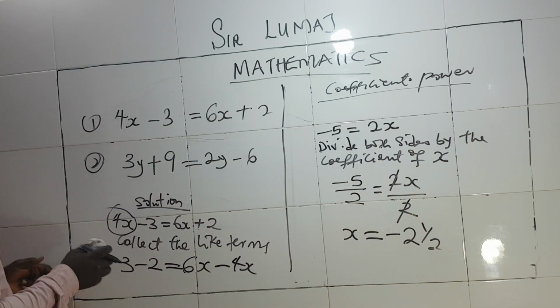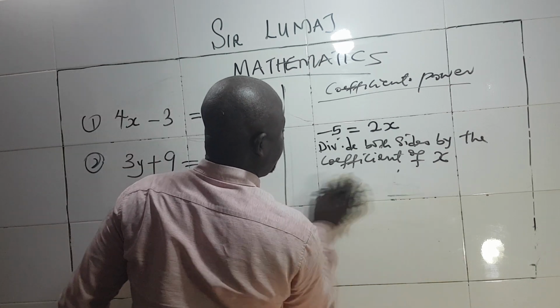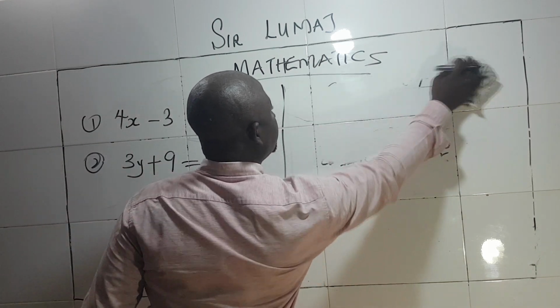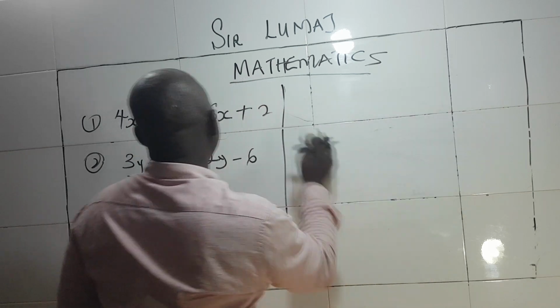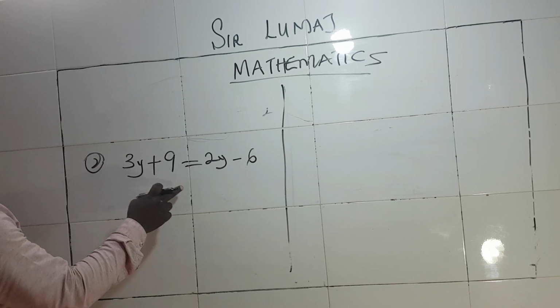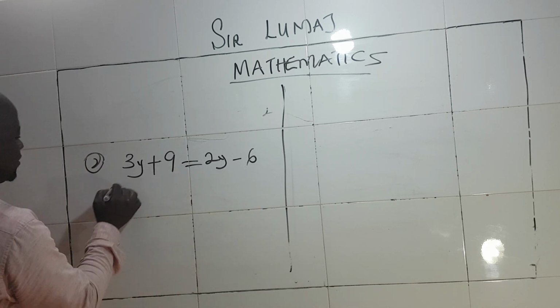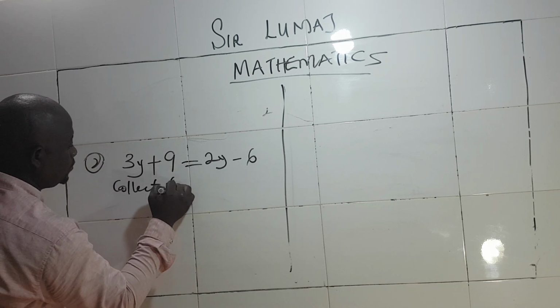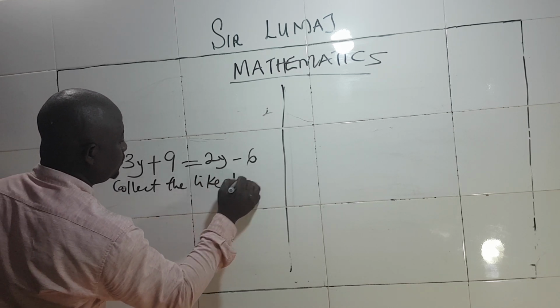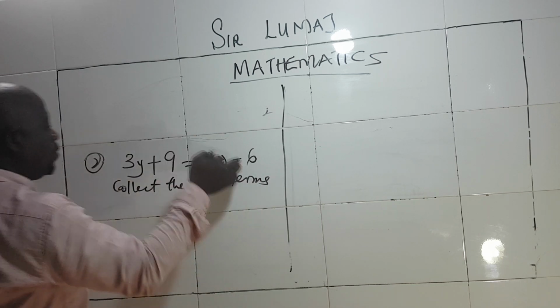Let's solve the second question. The second question reads 3y plus 9 is equal to 2y minus 6. Collecting the like terms. Collect the like terms down. Alphabet one side, number on the other side.